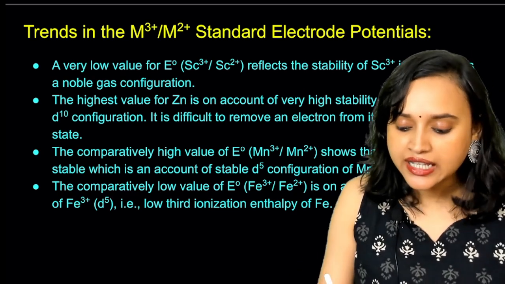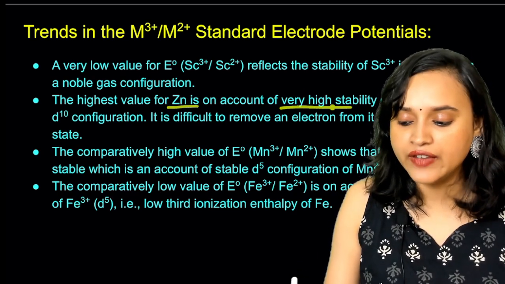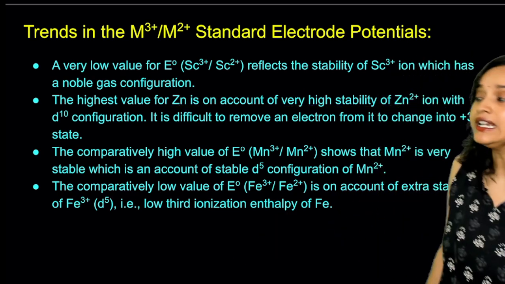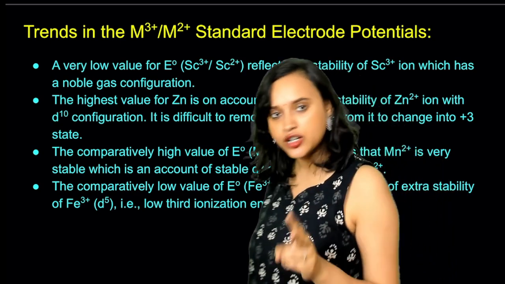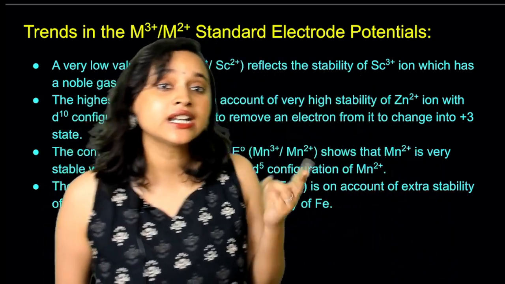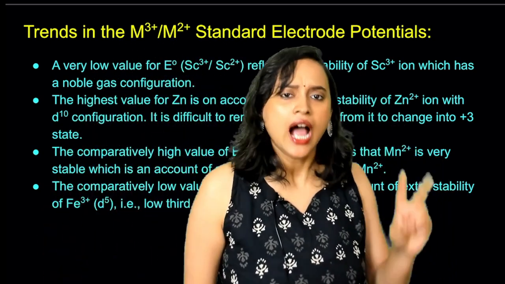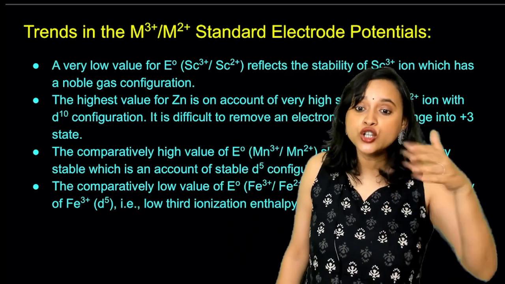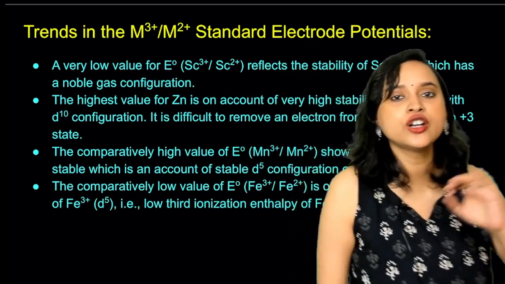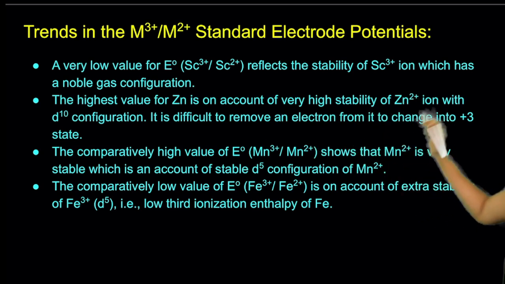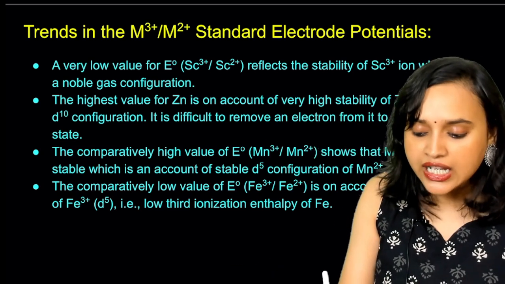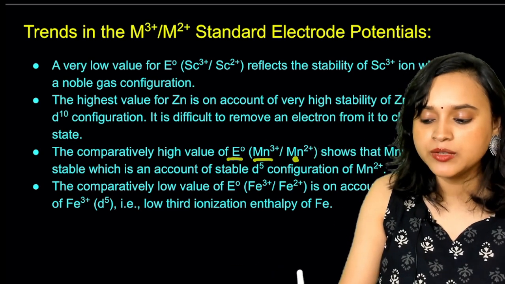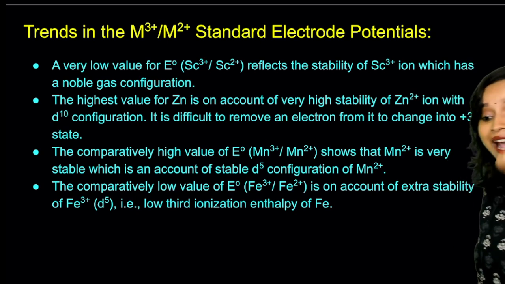Now the highest value for zinc is on account of the very high stability of Zn2+. Zinc, after giving away 2 electrons, will come to 3d10. Now 3d10 is fully filled. After having a fully filled stability, do you think that it would want to give away more electrons? Not at all, not possible. So that is why it is very, very stable.